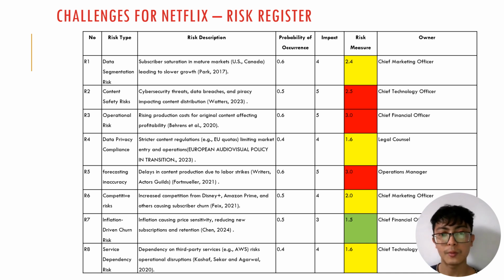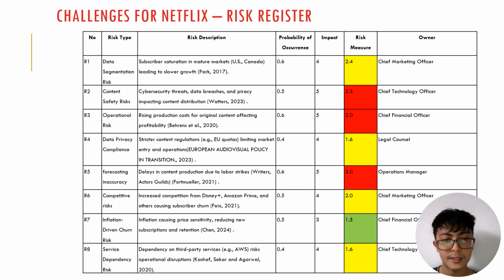Operational risk has a probability of happening of 0.6, taking the risk measure to 3.0. Data privacy compliance has a very low probability of occurrence and an impact of only 4, so the risk measure is only 1.6. Forecasting inaccuracy, which talks about delays in content production, has a probability of occurrence of 0.6, impact 5, and a risk measure of 3.0, also in red. Competitive risk has a probability of occurrence of 0.5, impact 4, and risk measure 2.0.